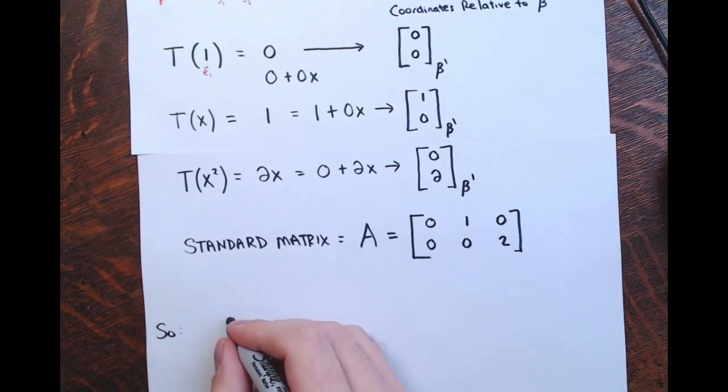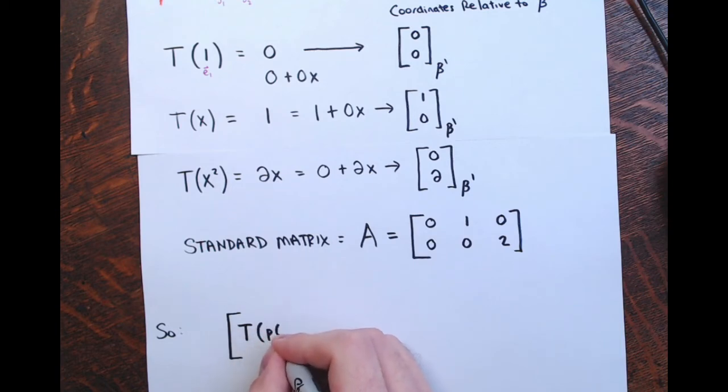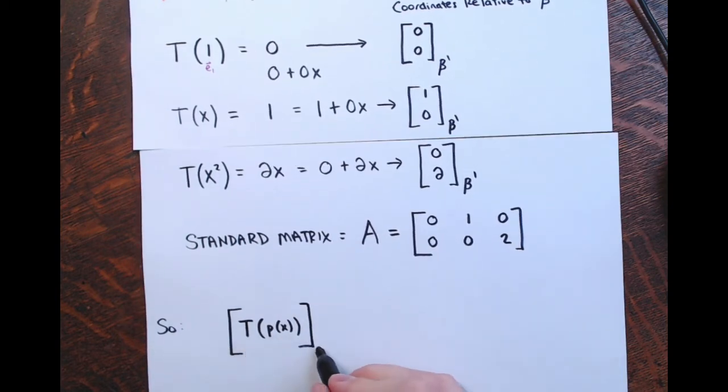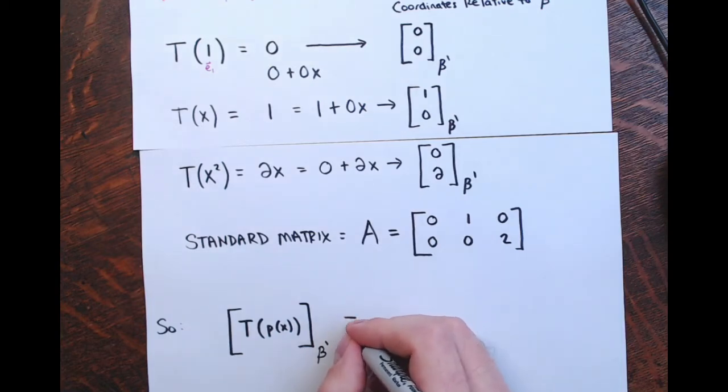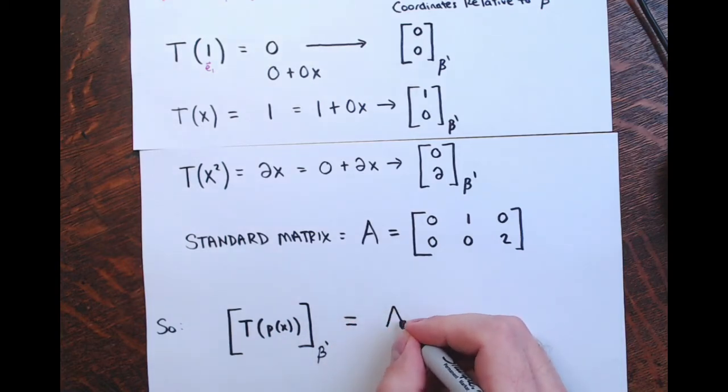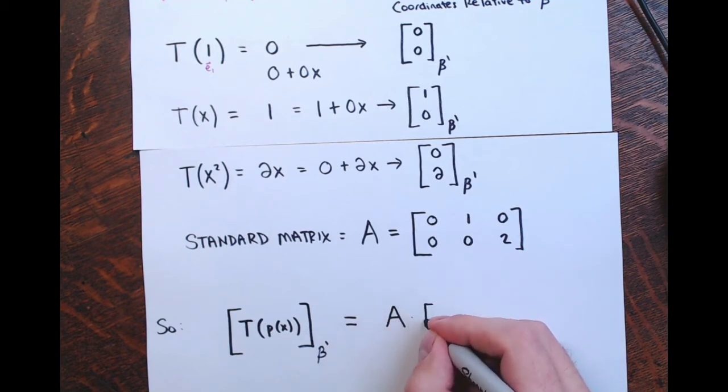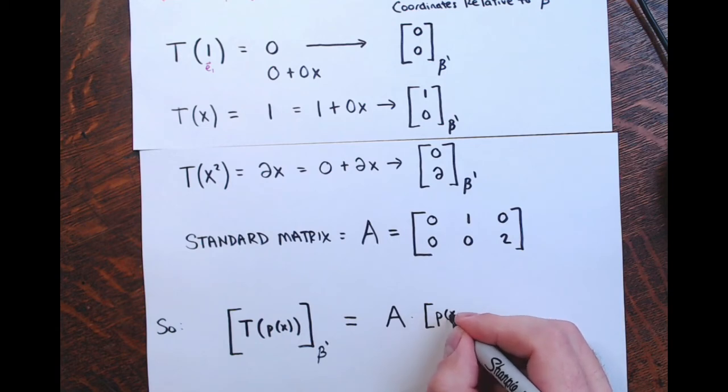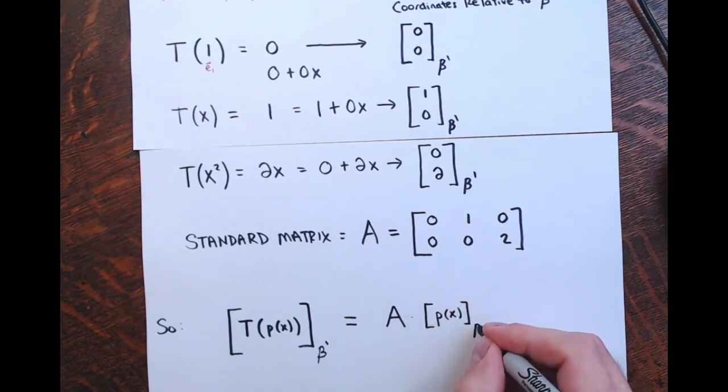So, the coordinates of any output, say T of p of x, if I take a polynomial, plug it into T, and write the output coordinates relative to B prime, the standard basis for the codomain, the outputs, this should be equal to A times the coordinates of the input, the coordinates of the polynomial, relative to the standard basis for the domain. Right.